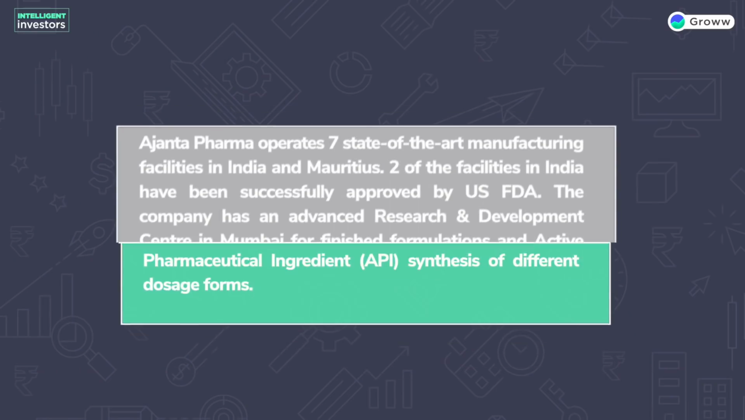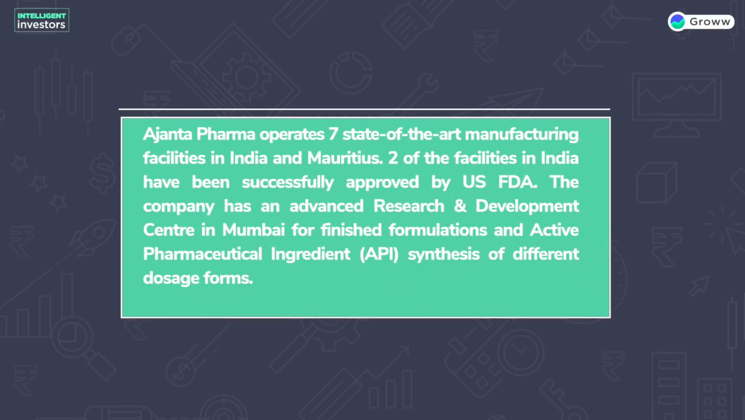Also, in Africa, under the World Health Organization approved plans, they provide anti-malarial products to African governments as well. So they also do it for Indian government bodies. Ajanta Pharma has around 7 state-of-the-art manufacturing facilities in India and in Mauritius. 2 of these facilities are approved by the US FDA also, so they are US FDA compliant. They have a massive research and development wing in Mumbai as well for finished formulations and API.